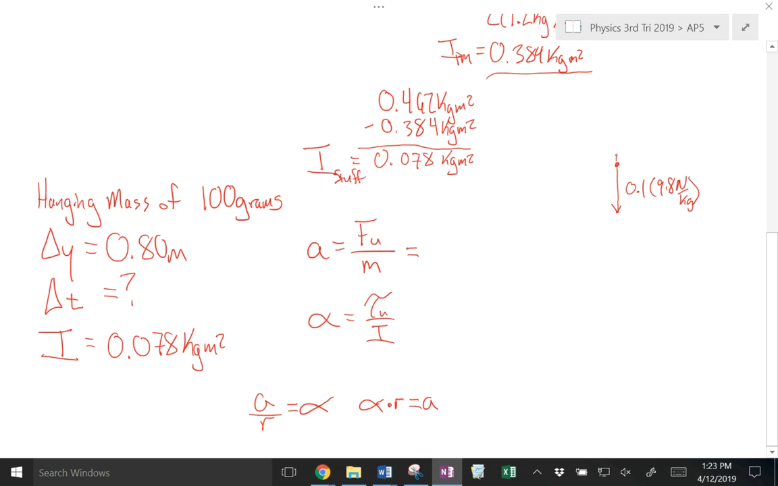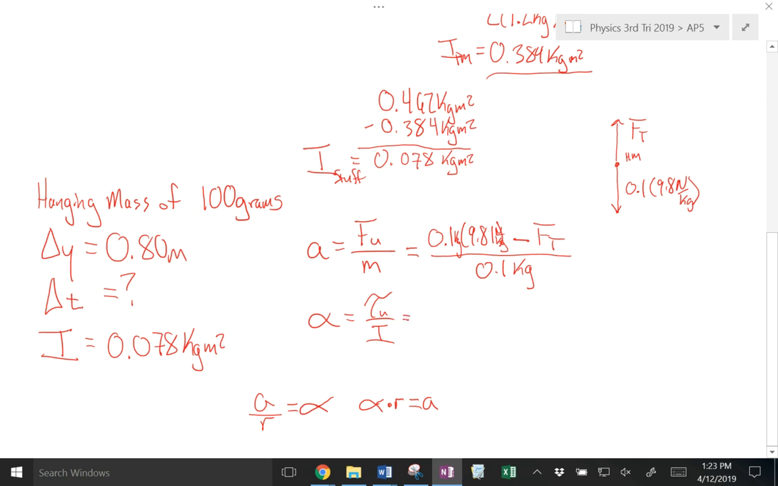All right. So this is the hanging mass. It's 100 grams. So you've got F_G downward, 0.1 times 9.81. This should be kilograms times newtons per kilogram, minus F_T. That's how you would get the unbalanced force for this thing, right? And it's over 0.1 kilograms.